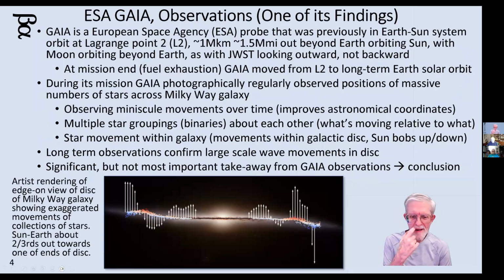So here's the one slide about Gaia and what it did. The European Space Agency, that's the ESA, they had a probe up until earlier this year that was at Lagrange point 2. That's kind of the same area where JWST is. It's about 1.5 million miles from Earth. It's out beyond the moon in the sense that as the Earth goes around the sun, so did Gaia, and Gaia would do a virtual elliptical orbit around L2.